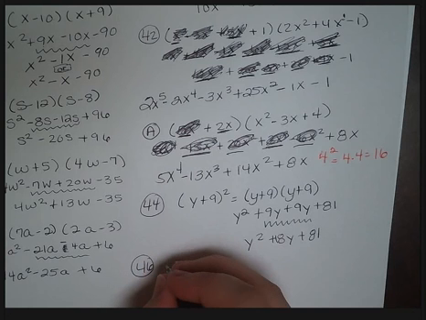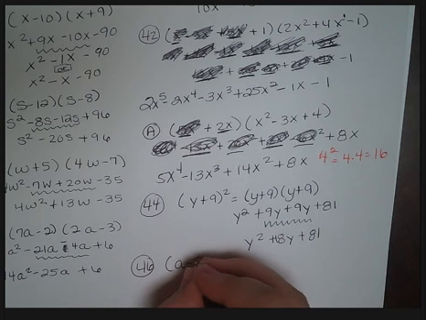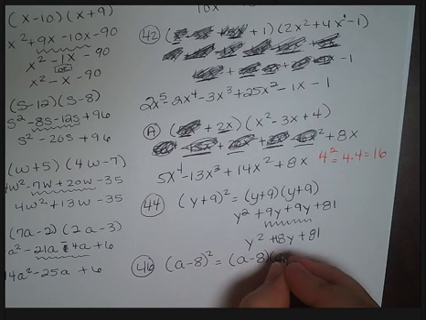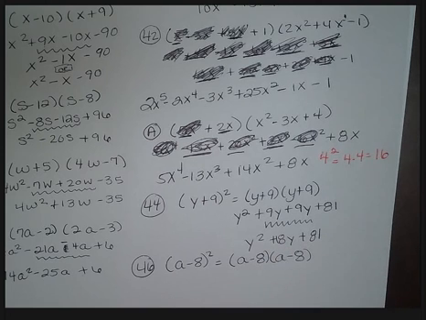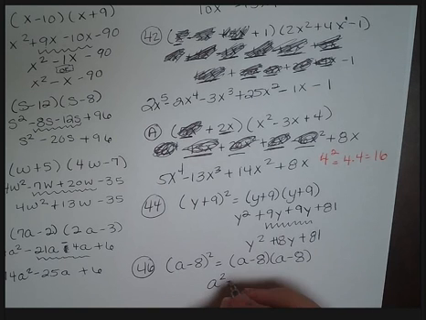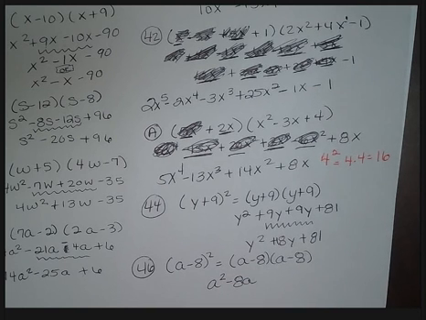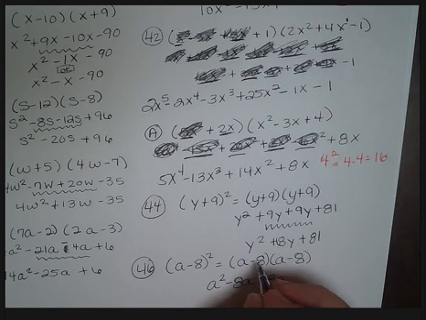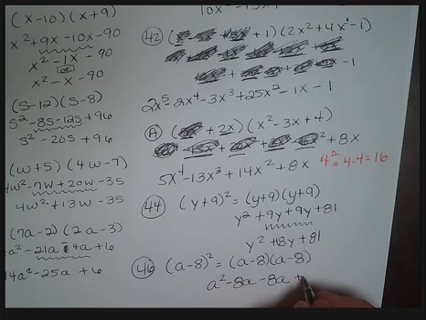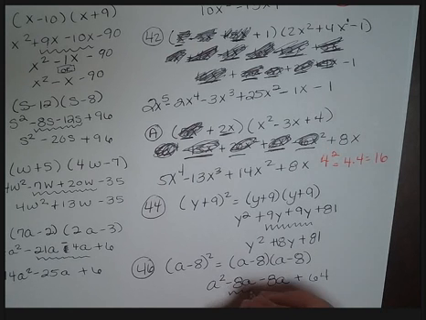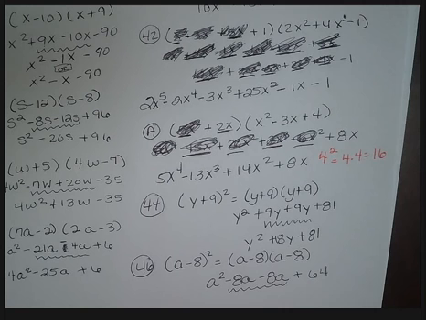Number 46, a minus 8 squared. So a minus 8 times a minus 8. So a times a is a squared. A times negative 8 is negative 8a. Negative 8 times a is negative 8a. Negative 8 times negative 8 is a positive 64. Now my negative 8a and negative 8a are going to be combined to give us a negative 16a.